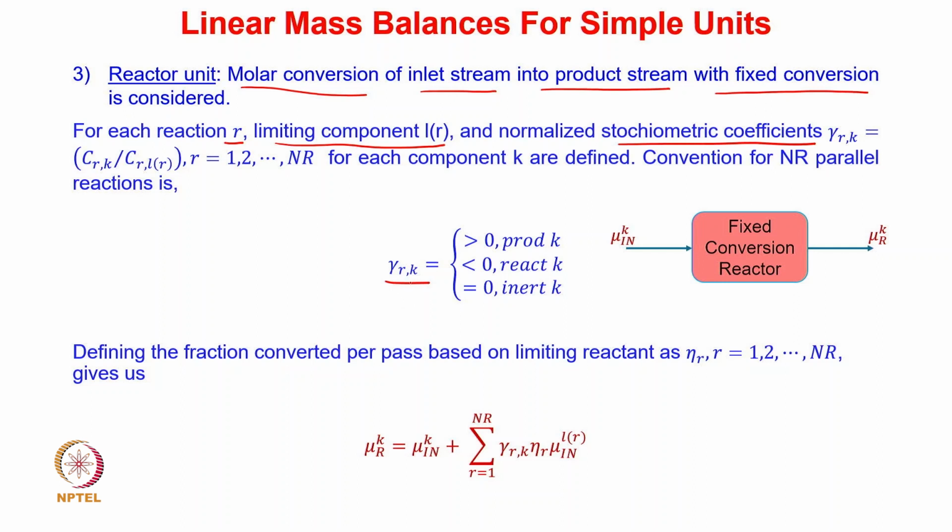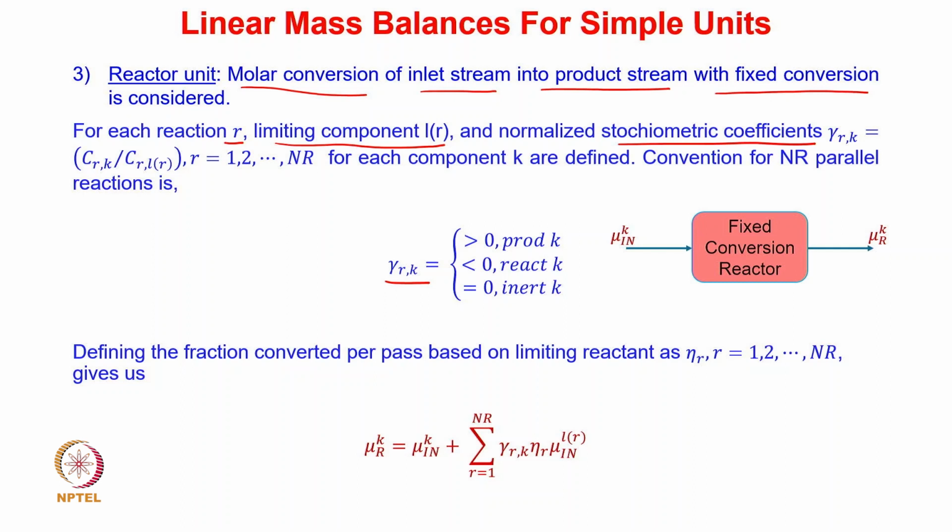You can see that gamma Rk is greater than 0 when the component k is a product, whereas gamma Rk is less than 0 when the component is a reactant, whereas when the component is inert, in that case gamma Rk is equal to 0. So now with this information we can write down the mass balance.